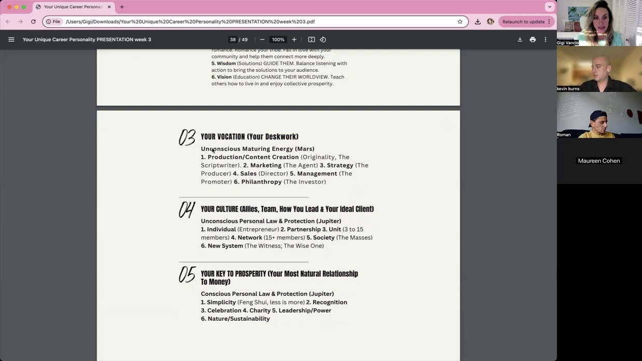So line 1 is production or content creation, originality, and the script writer. 2 is marketing or the agent. 3 is strategy, the producer. 4 is sales, the director. 5 is management, the promoter. And 6 is philanthropy, the investor.